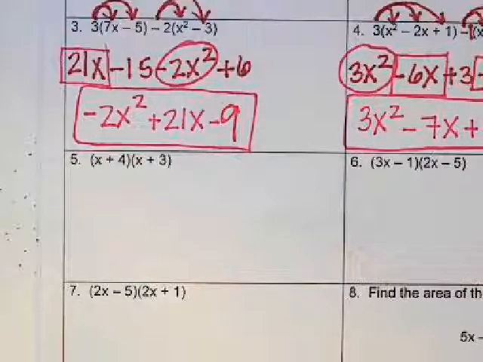Okay, number 5. Why is number 5 different? There's not any numbers outside. Because it's not number 4. What else is different?